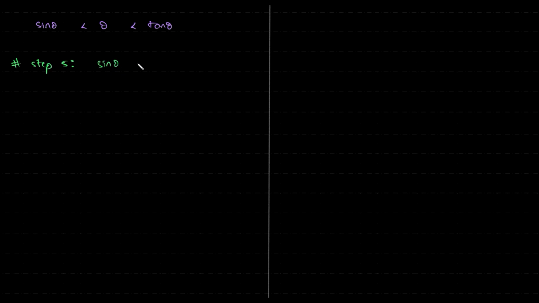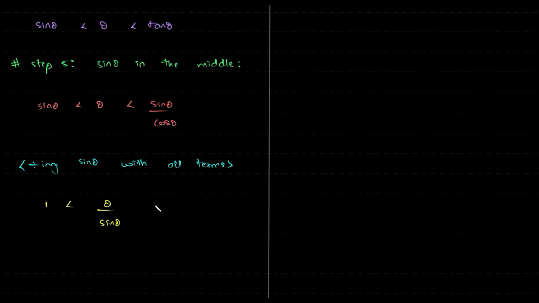Step 5 would be sine in the middle. Sine theta in the middle. That's our agenda. So how do we get sine in the middle? We already have sine theta over here, we have theta over there, and we have sine theta by theta in the first term, in the last term. Now I divide sine theta into all terms. So what happens? We have 1 over here, we have theta by sine theta over here, we have 1 by cos theta, because sine theta gets cancelled with the first and the last term, and we have basically this.